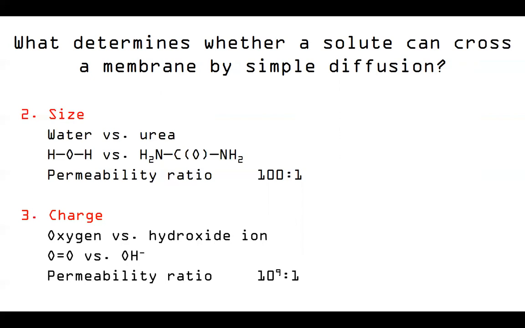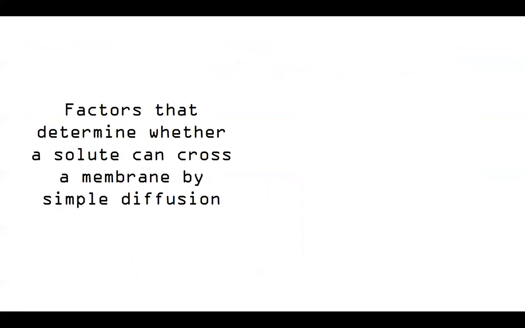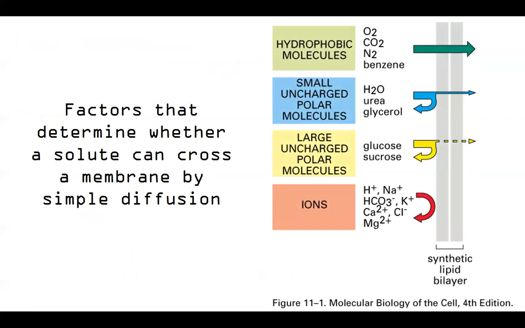So just to put this in perspective, the factors that determine whether a solute can cross a membrane by simple diffusion are its hydrophobicity, how small it is, whether it's polar or not, and if it's charged. You can see, again, hydrophobicity plays a huge role. If you're small and hydrophobic, into the membrane you go. Oxygen can diffuse in, carbon dioxide out. We've got some nitrogen here. Benzene, you really don't want to diffuse through your skin, but it can. So this is why we wear gloves when we work with things.